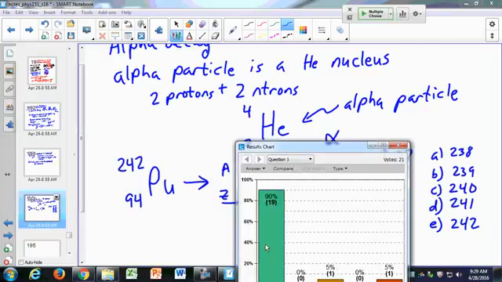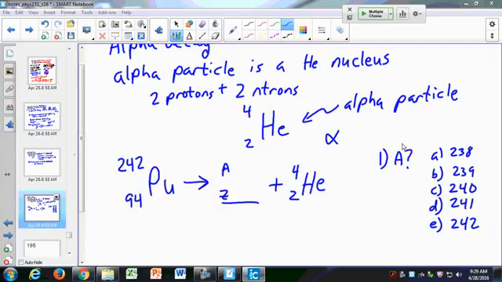Okay, awesome. A is right. It's 238, because I look at my conservation rules, I know that 242 must equal something plus 4, and that something is going to be 238.